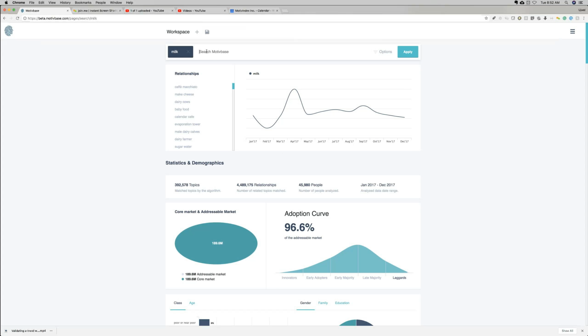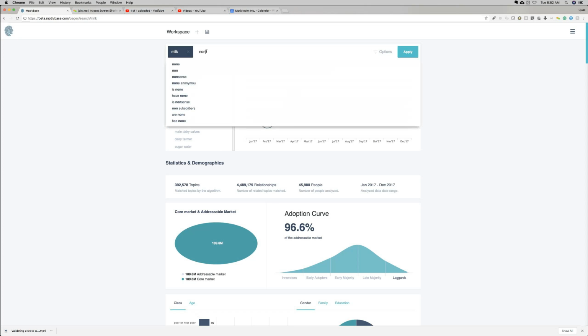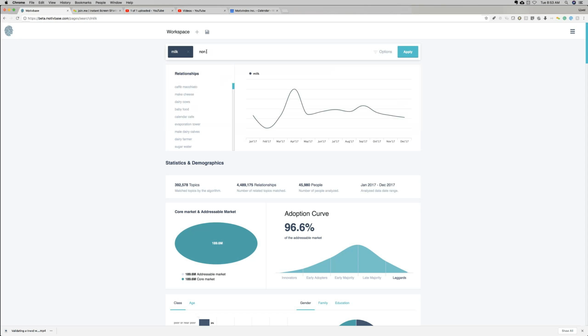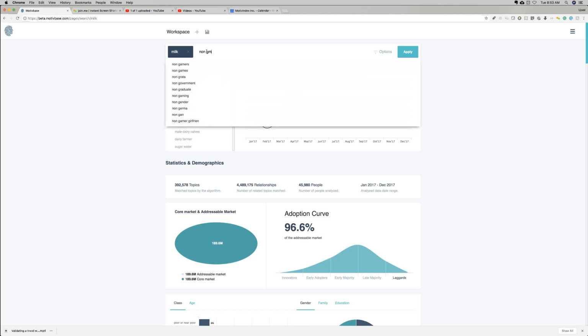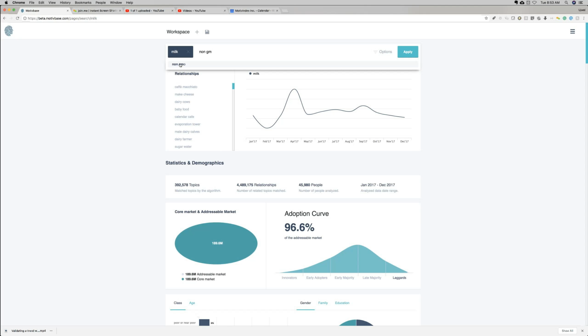But of course, that's not really what we're looking for. We're looking for discussions about milk in the context of GMO. So I'm going to try to find non-GMO here to see if that is a term. So I'm just typing non-GMO here. There we go. So you see that that's a topic here that exists within our database. So I would add that as a second topic to provide greater context into the first topic. And now you look at the relationships, and immediately you know that we've probably arrived at the right search topics here to help us explore the idea of non-GMO milk from the consumer's perspective.